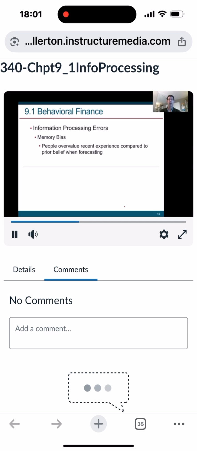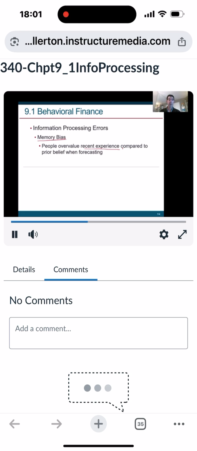All right, so the first one here that we're going to talk about is the so-called memory bias, sometimes called the recency bias. I'll call it the memory bias here. And that's the following. People overvalue recent experience compared to prior belief when they're forecasting. What is that? It's what just happened to you. People tend to overemphasize that or overvalue that a little bit. Or you can think that people have short memories, right? It's just that last thing that they remember.